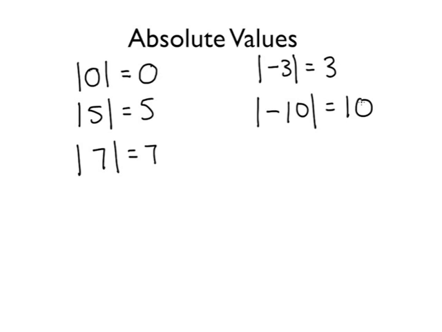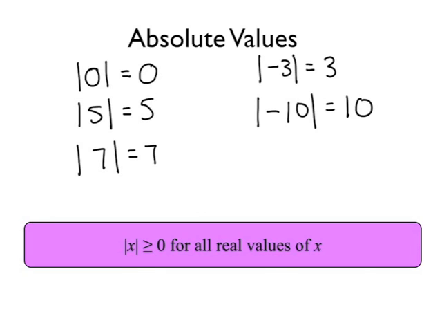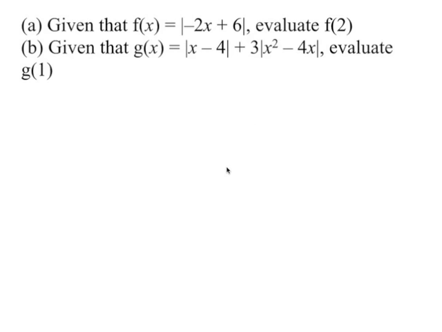Now what this tells us is this: if you want to find an absolute value of a number, the result will always be more than or equal to 0 for all real values of x. These will be the first two worked examples that we're going to try out.